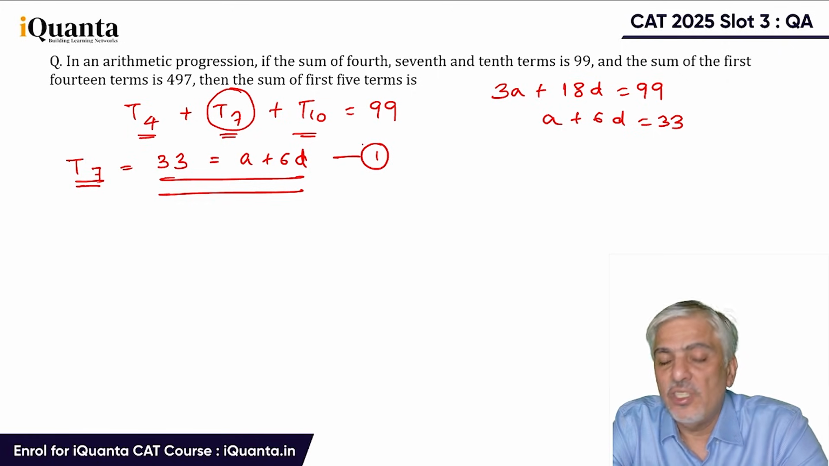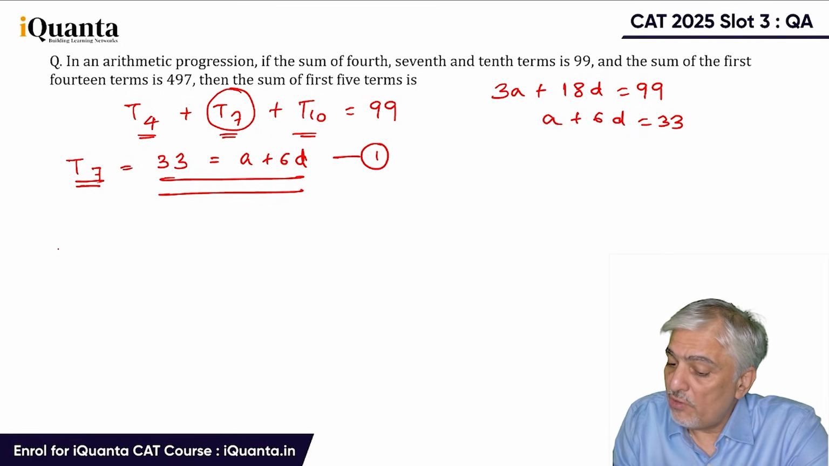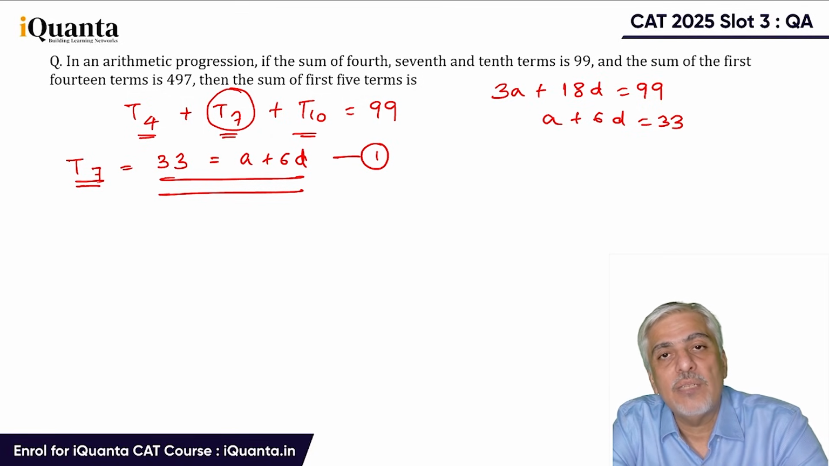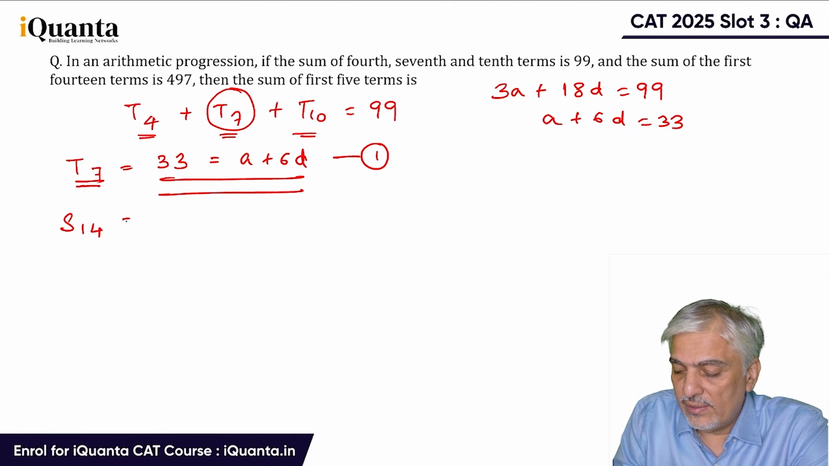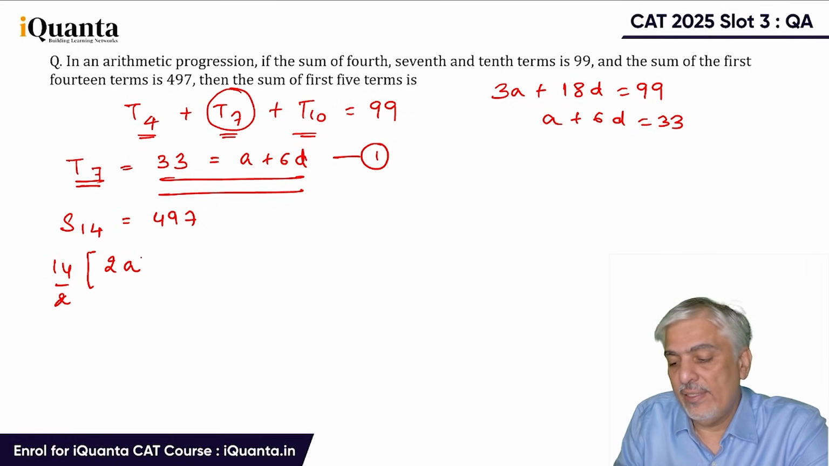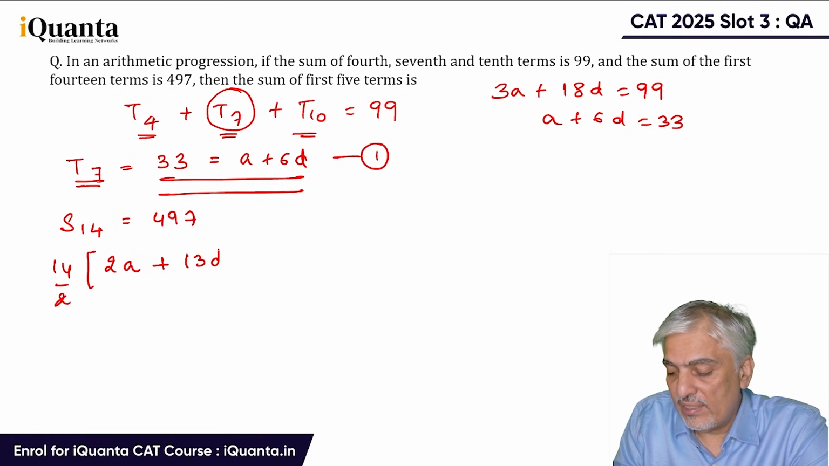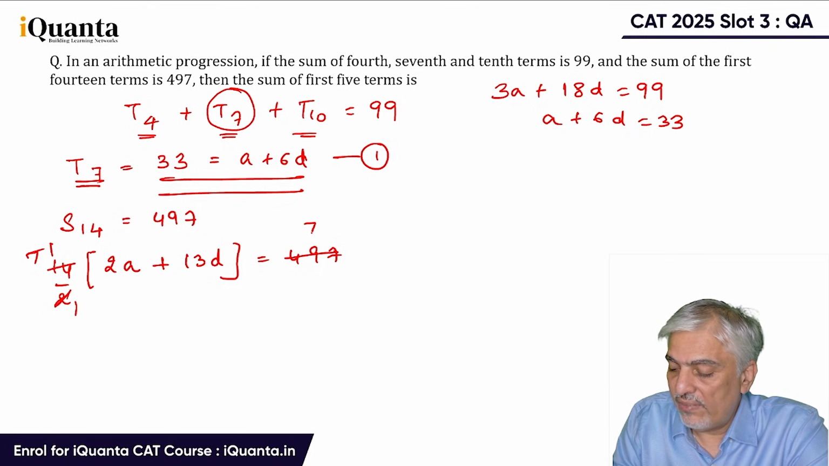And the sum of the first 14 terms, not the sum of the first and 14th terms. Sum of the first 14 terms is 497. So S14 is 497. What is S14? 14 upon 2, n upon 2 into bracket 2a plus n minus 1, that is 13d, is 497. 2 sevens are 14, 7 ones are 7. So the second equation is 2a plus 13d is 71.